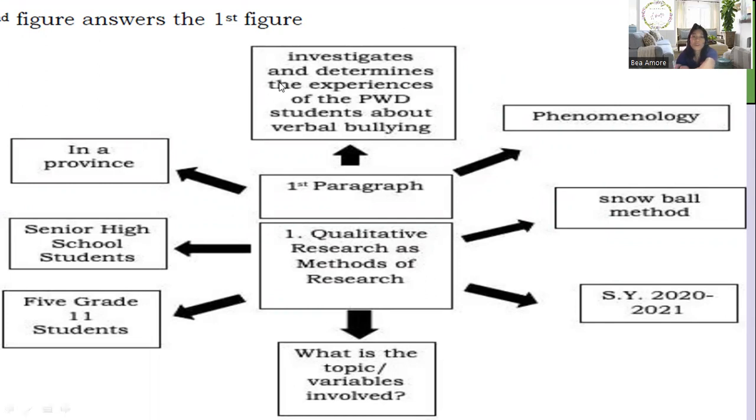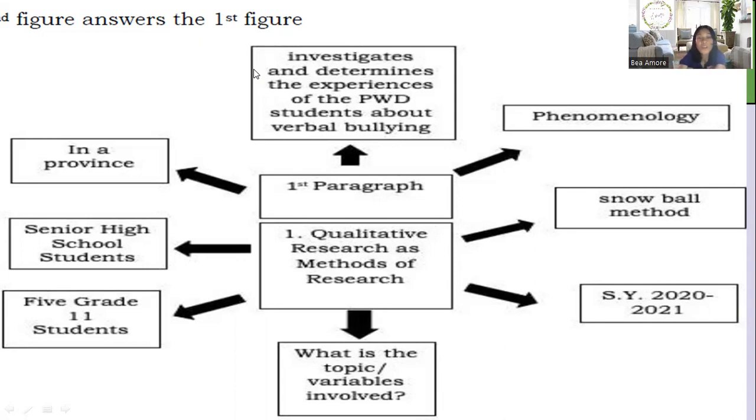For the first paragraph, it investigates and determines the experiences of the PWD students about verbal bullying, using phenomenology, in a province. For the qualitative research as a method of research, these are the answers: snowball method, SY 2020 to 2021, senior high school students, then 5 grade 11 students.